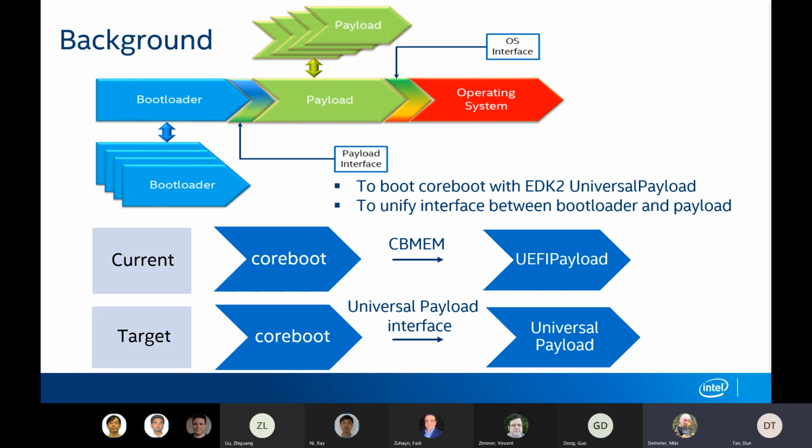In order to boot Cobalt with universal payload, the CBMEM in Cobalt needs to be converted to universal payload interface before loading universal payload. Now there are a lot of bootloader and payloads in the world, and they can produce or consume different payload interface. In the future, probably we can use the similar implementation to unify the interface between other bootloader and payloads. So these 2 goals are what we want to achieve.